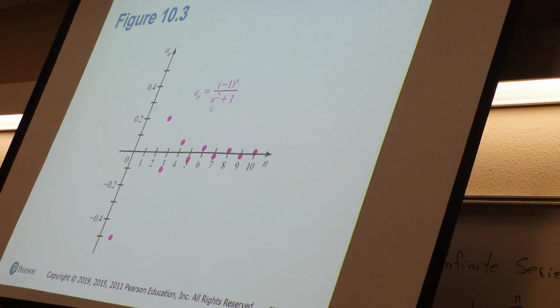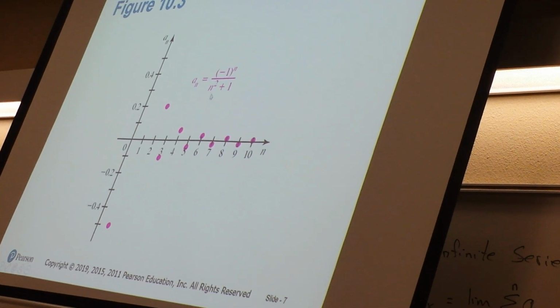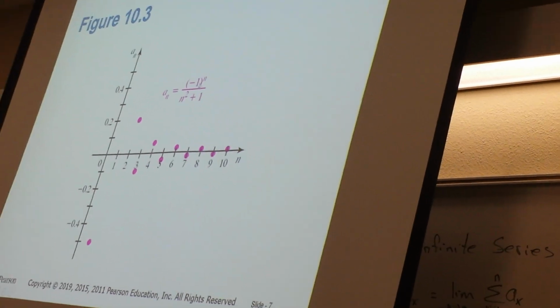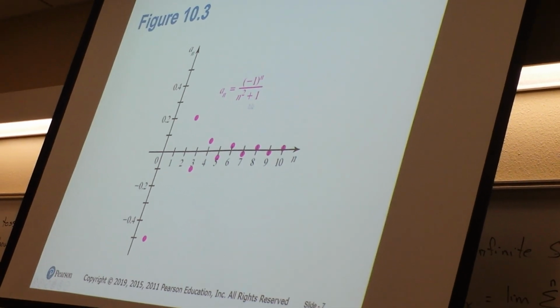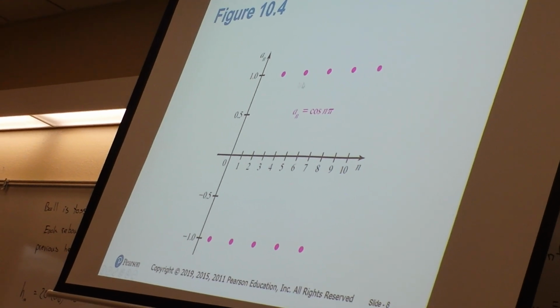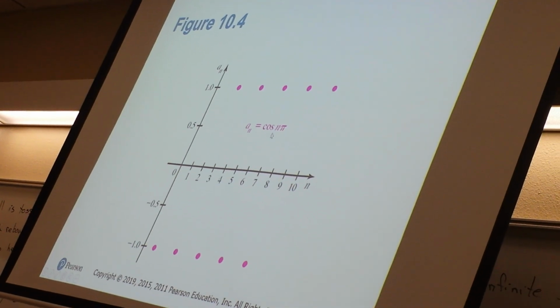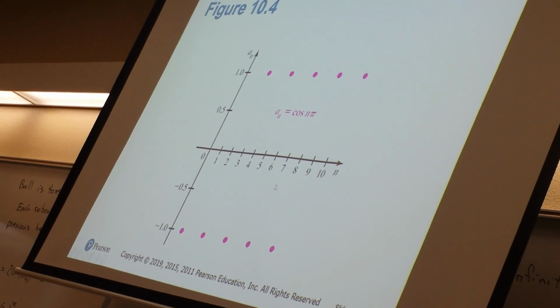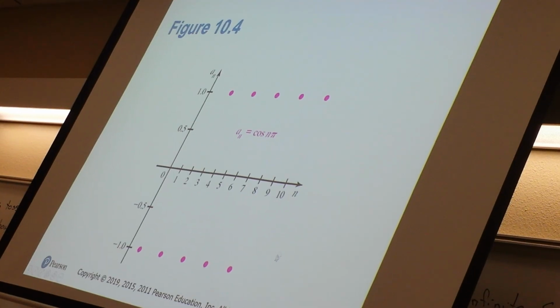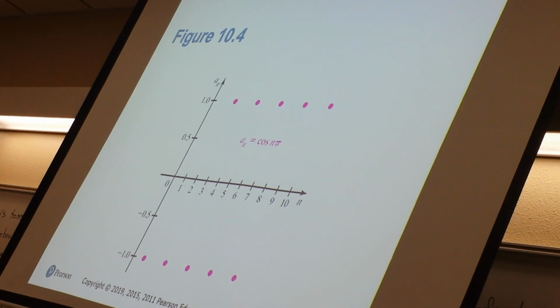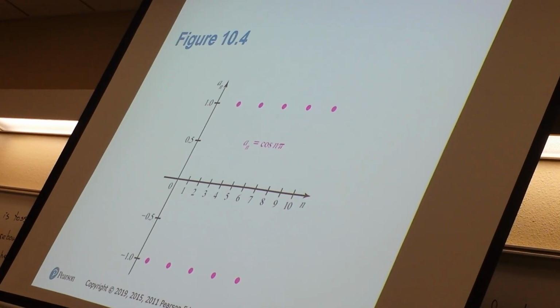Notice the denominator is getting infinitely large. The numerator is just oscillating between -1 and 1. Here's an example where it's just jumping back and forth, 1, -1, 1, -1. It never approaches a single value. This one diverges. This one converges. This one diverges. All right?